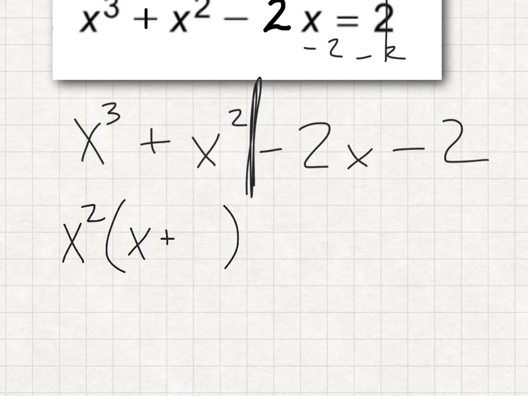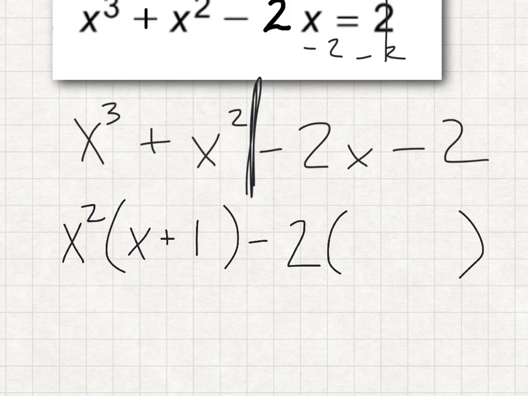So when we take out, if we have x cubed and we take out an x squared, we're just left with x. Because if we multiply this x squared back out, we get x cubed. And we still need that 1 there to give us that x squared. And now what can we take out of the second half? -2, because we want our parentheses to be x plus 1. We want it to be the same.